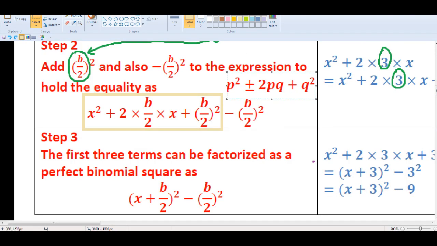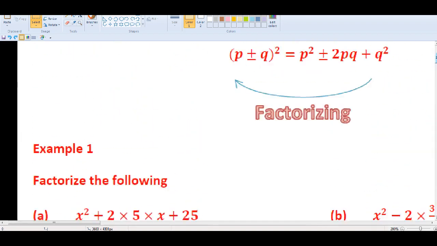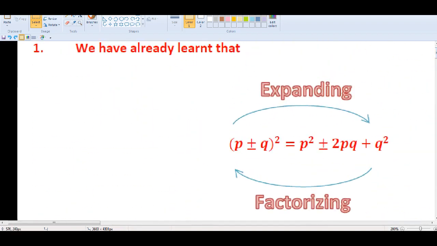Okay, so see, they actually look quite similar, right? You've got x squared, that's just like p squared. You've got 2px, that's just like 2 times x times b over 2, right? And plus another square, q squared. So the first 3 terms actually look like the 3 terms on the right hand side.